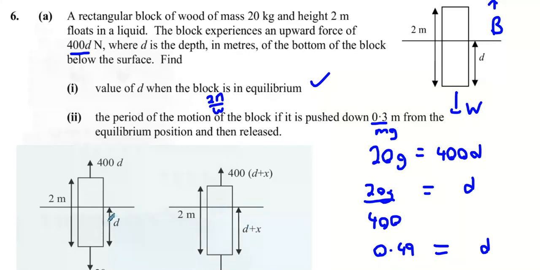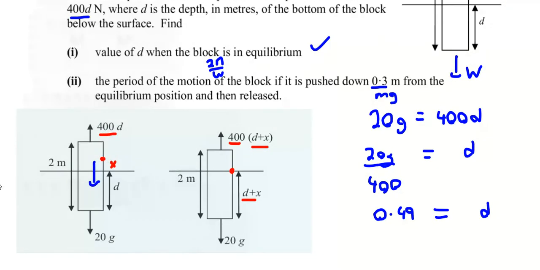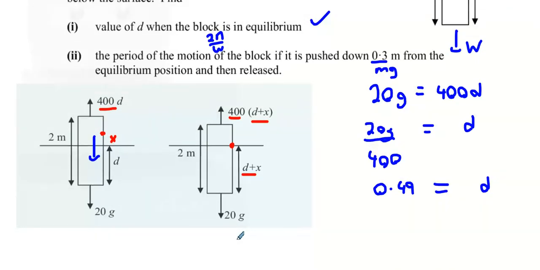So we're going to push the block underwater. Imagine this little marker here is x below the line, so now the depth is d plus x. This means the buoyancy force is no longer 400 multiplied by d, because d is no longer the depth. It's 400 multiplied by d plus x. The weight is still 20g, and we're going to have to set up our simple harmonic motion.